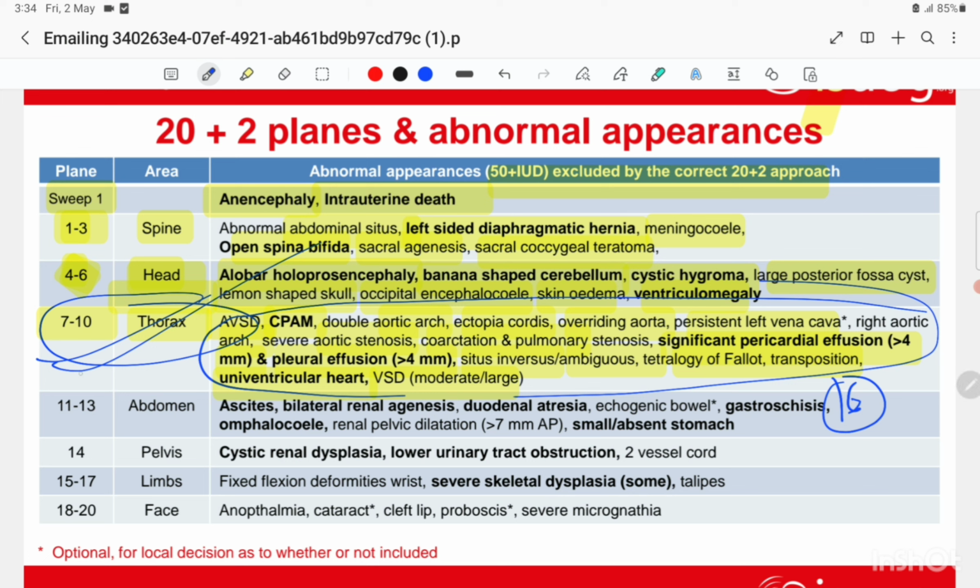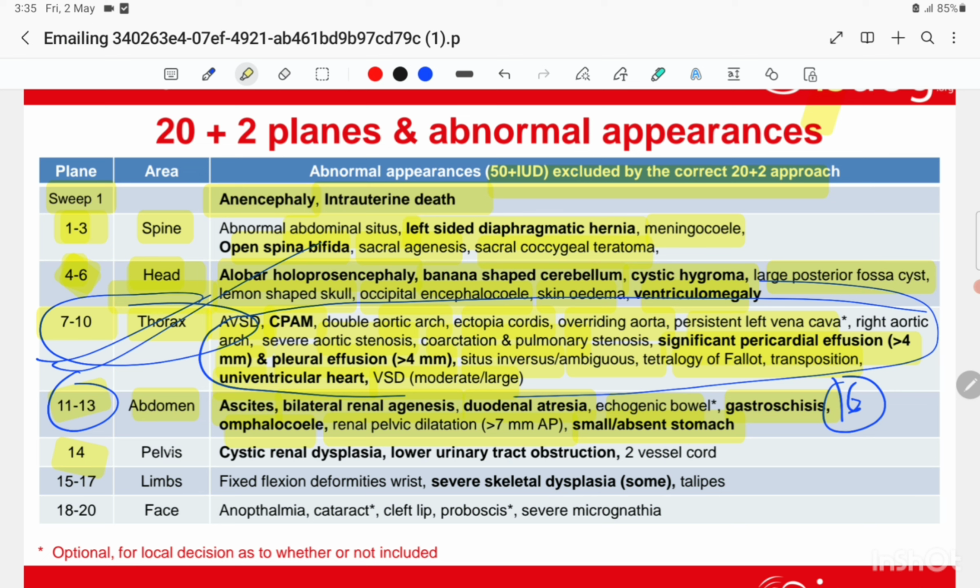Okay, then planes 11 to 13 are your abdomen. You can see ascites, bilateral renal agenesis, duodenal atresia, echogenic bowel, gastroschisis, omphalocele, renal pelvic dilatation, that is more than 7 mm of APD diameter, small or absent stomach. These are the things that can be excluded in your 11 to 13 planes, that is your abdominal planes. Okay, spine, head, thorax, abdomen.